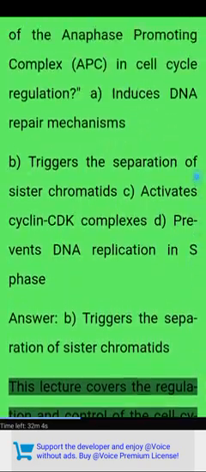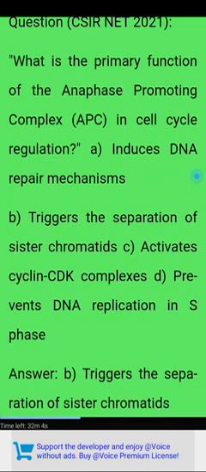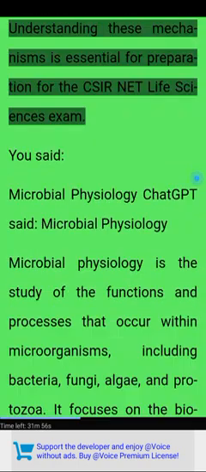This lecture covers the regulation and control of the cell cycle, including the key regulatory molecules, checkpoints, and signaling pathways involved in ensuring the proper progression of the cell cycle. Understanding these mechanisms is essential for preparation for the CSIR NET Life Sciences exam.